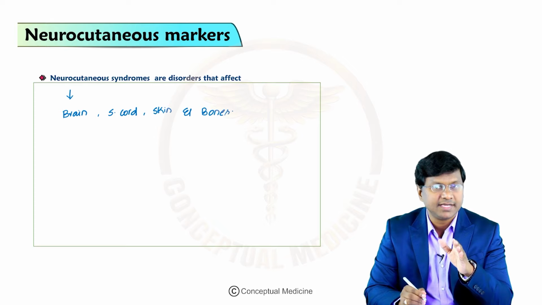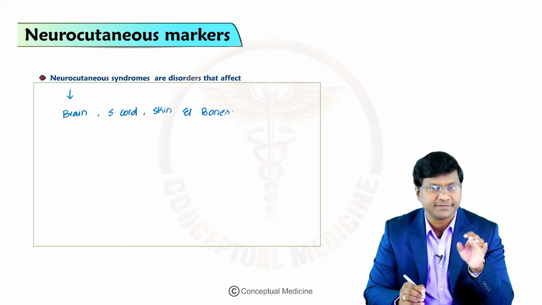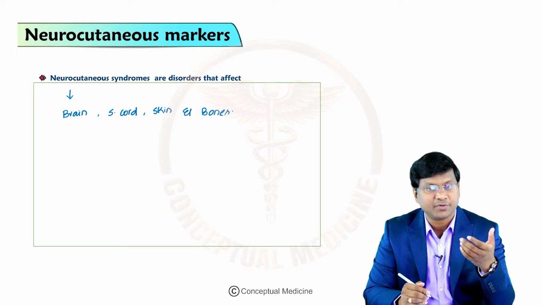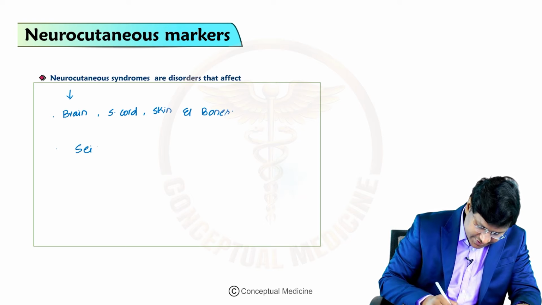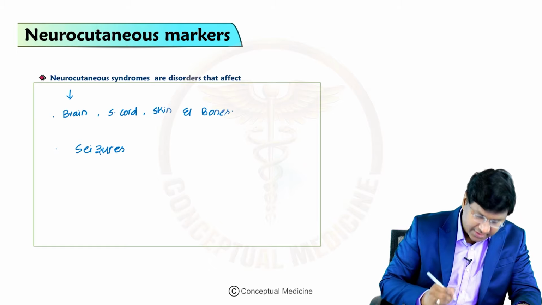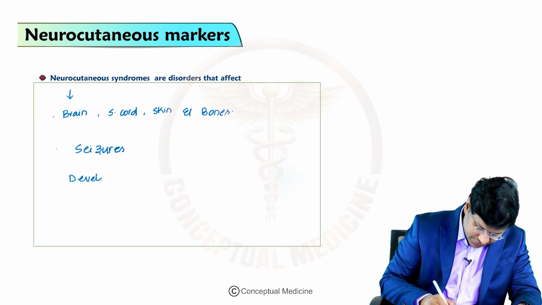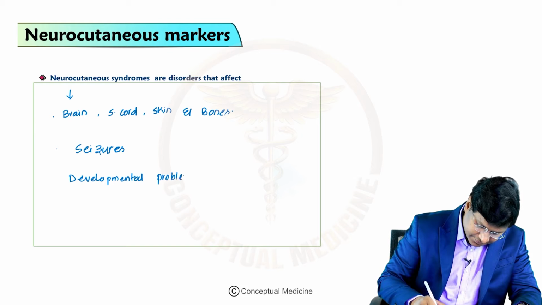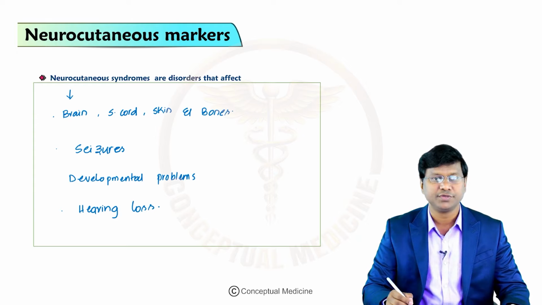And these diseases are lifelong conditions that can cause tumors to grow in these areas. So the tumors grow in the brain, spinal cord, skin as well as bones, and even other organs are also affected. And what exactly will be the problem because of these neurocutaneous syndromes? The individual will have involuntary movements, that is seizures, and there can also be developmental problems as well as hearing loss. So these will be the manifestations of the neurocutaneous syndromes.